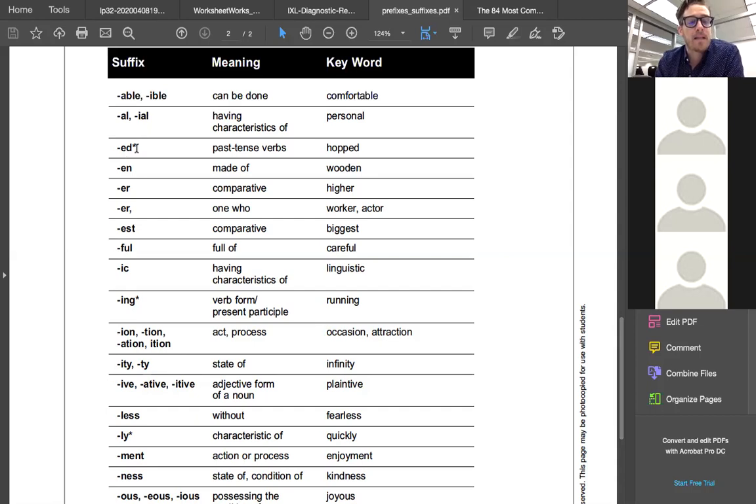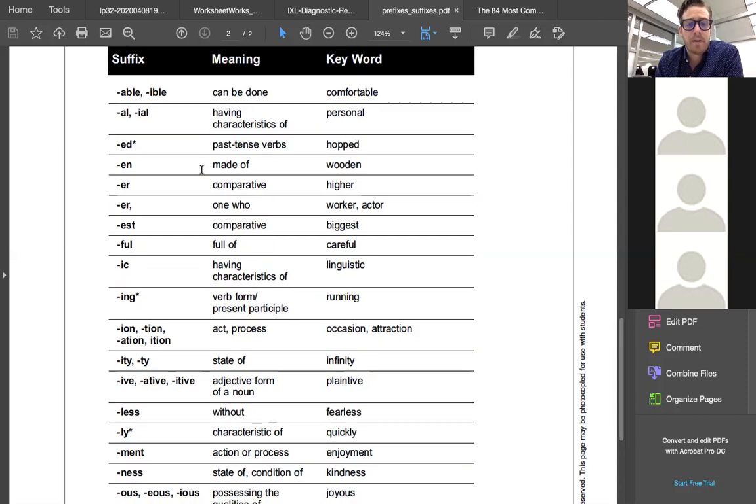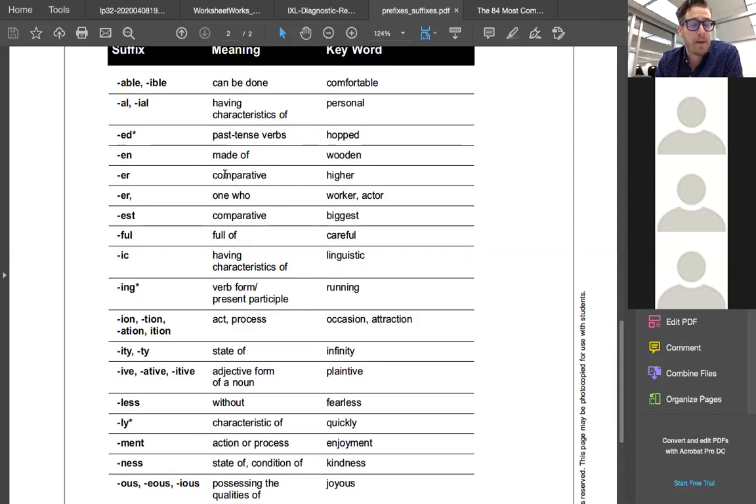I like that the suffixes really change sometimes the parts of speech. So when we're talking about a particular action word like hop, if we want to know that we could have done that in the past, it turns hop into hopped, okay? Very easy stuff. ER, EST, these are comparatives. So you have high, higher, highest, right?